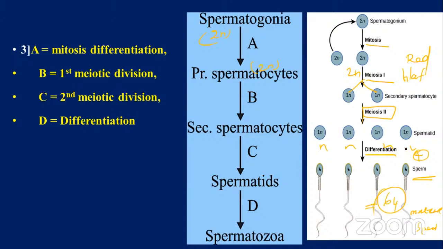This is the sequence. A is denoted as mitosis, B is denoted as meiosis 1, C is denoted as meiosis 2, D is denoted as differentiation. At the same time, here the 2N stage, here the 2N stage, meiosis started means half. So here the N stage, here the N stage. How many spermatozoa found? 4 spermatozoa. Don't forget, my dear sir, this is a neat question in this part. 2023, we may expect it in this part.